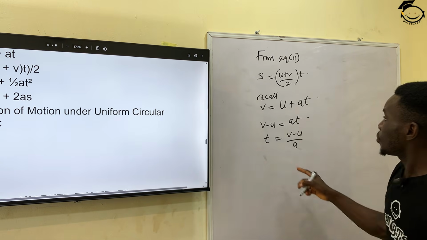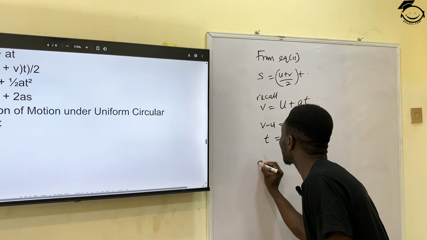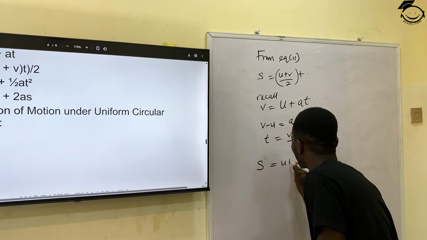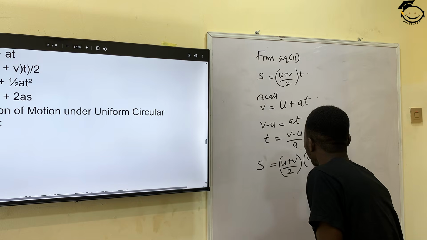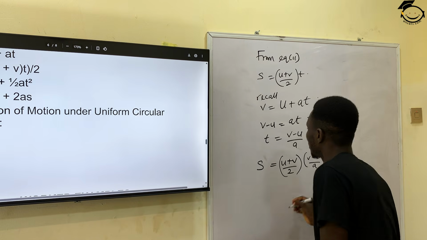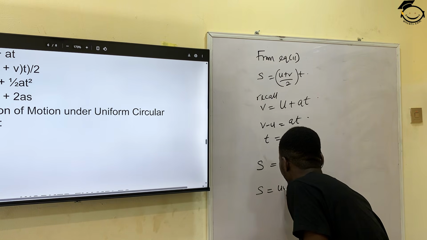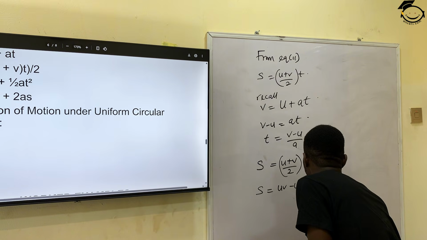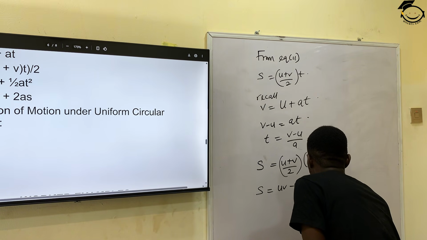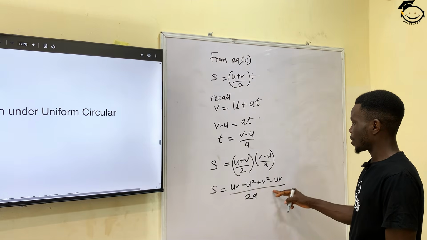So if I substitute t into our equation 2, it means that my distance will be equal to (u plus v) over 2, bracket (v minus u) over a. If I open this bracket, it means that my distance is equal to (uv minus u squared plus v squared minus uv) divided by 2a. Okay, so this is what I have.